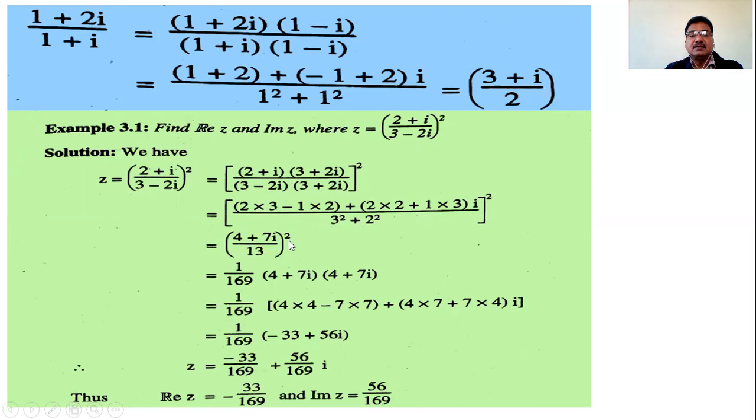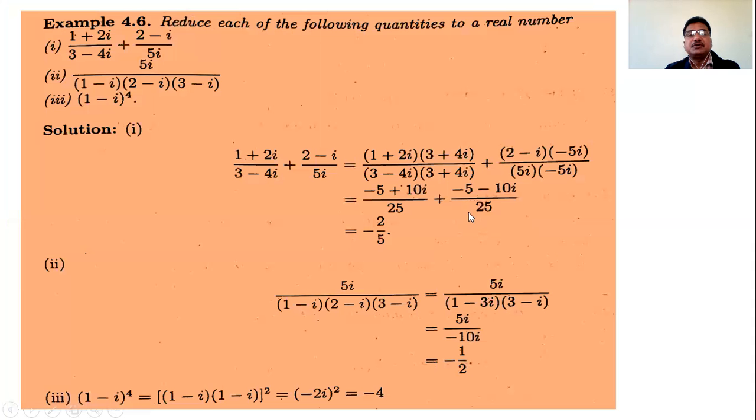That is 4 by 13 plus 7 by 13 i, but it's squared, so 13 square is 169, and then 4 plus 7i square bracket square means 4 plus 7i into 4 plus 7i, and this is what? 4 into 4 is 16, and this is minus, 7 into 7 is 49. That is plus, and the multiplication. So write the multiplication, we get this. This is the multiplication of these two brackets. We get the first 4 terms, then replace i square by minus 1.